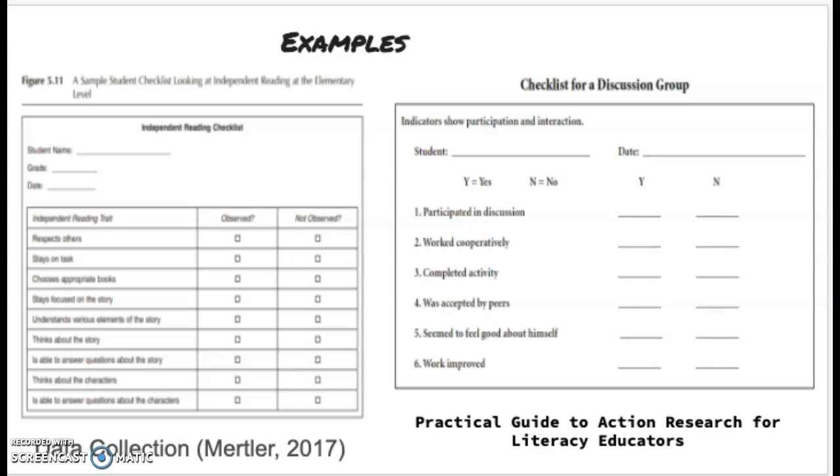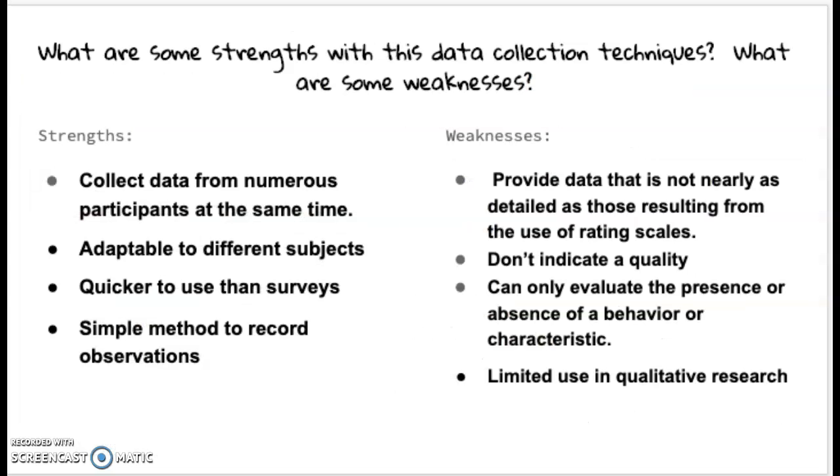These are the 2 examples that were included in the text this week. Obviously, one is the independent reading checklist, again with the set criteria, observed, not observed. And then a discussion group, yes or no questions. It's very cut and dry.